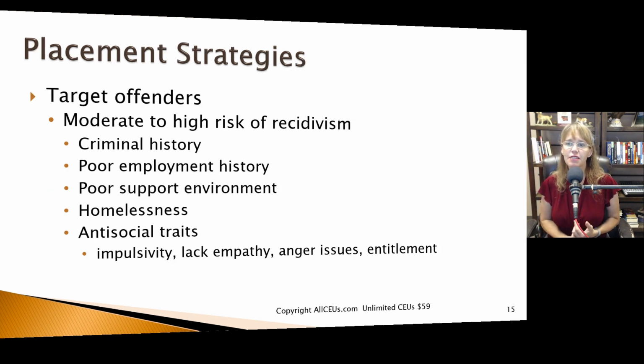People with moderate to high risk of recidivism, we need to really dig down into that criminal history. And the people who are at higher risk have a longer criminal history, a poor employment history, a poor support environment, often experience homelessness, and may have some antisocial traits. Now, I'm not saying a diagnosis, I'm saying traits, including impulsivity, lack of empathy, anger issues, and entitlement. Now remember, behavior is communication.